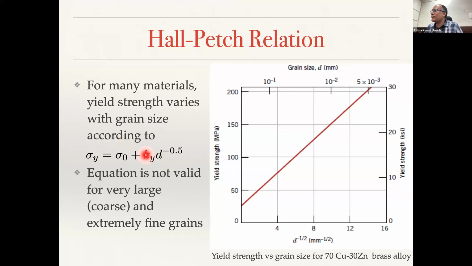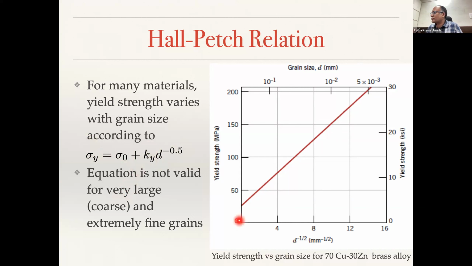And this is valid when the grain size is extremely small. If the grain size becomes very much larger, because it is in the denominator, this term will become much smaller than sigma naught, and hence your yield strength will not change much. This is your coarse grained yield strength, and from that, if you reduce the grain size further and further, then what you will see is that the actual yield strength as a function of grain size is increasing.